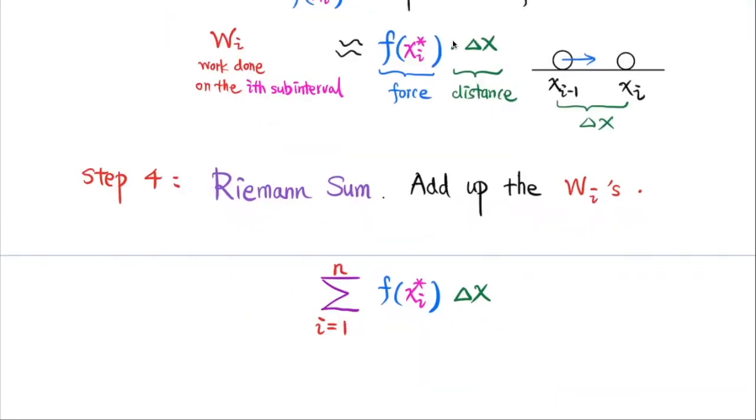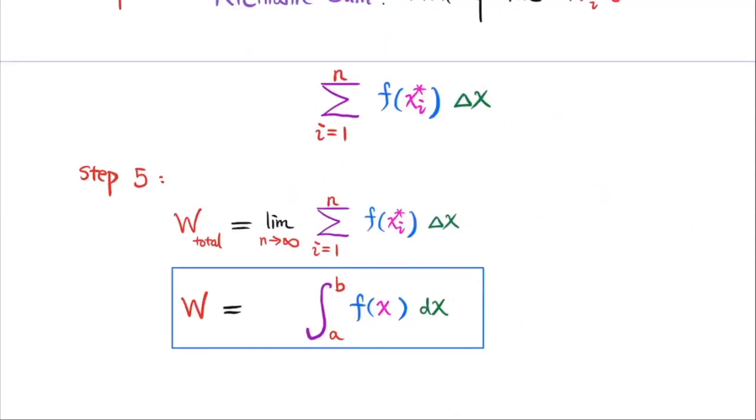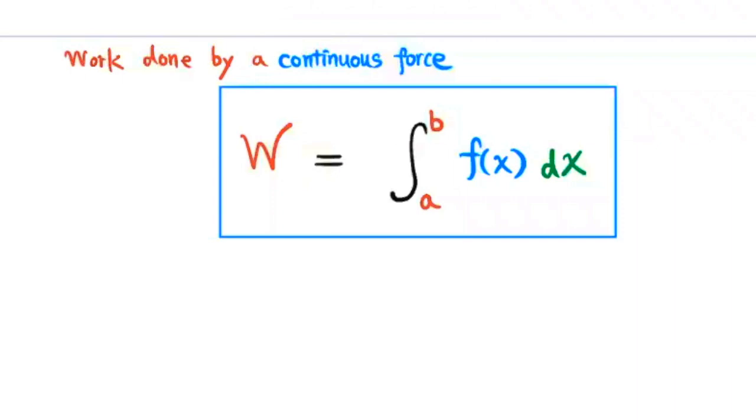Step 4. Now we're going to add up the Wi's, and we're going to get this Riemann sum here. Step 5. Letting n go to infinity, the limit of this Riemann sum is the definite integral of this force function where x goes from a to b. We now arrive at this formula for the work done by a continuous force.